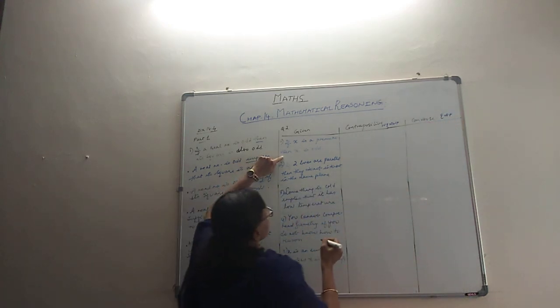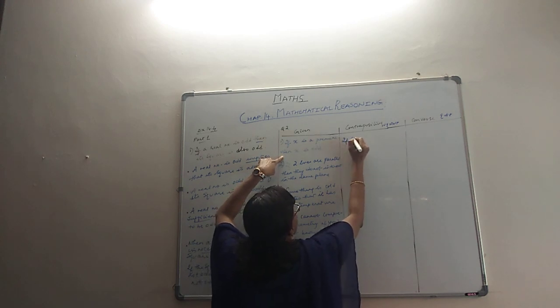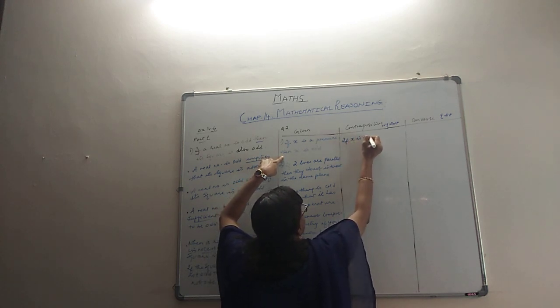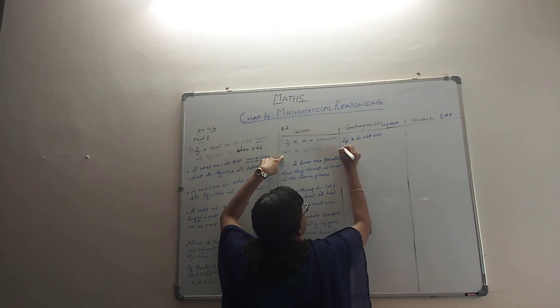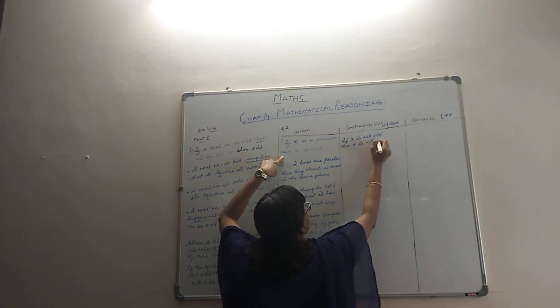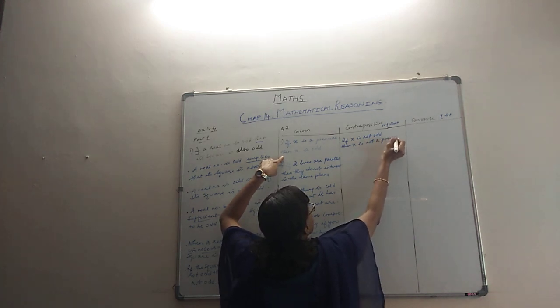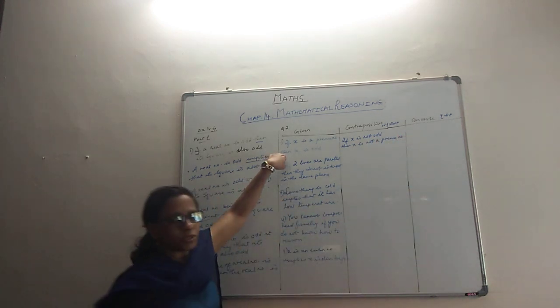So what are we going to write? If x is not odd, then x is not a prime number. That's it, both negative and opposite order.